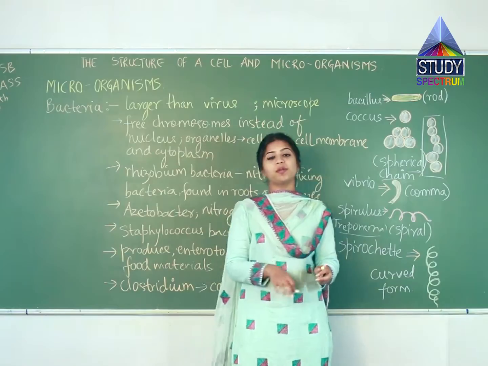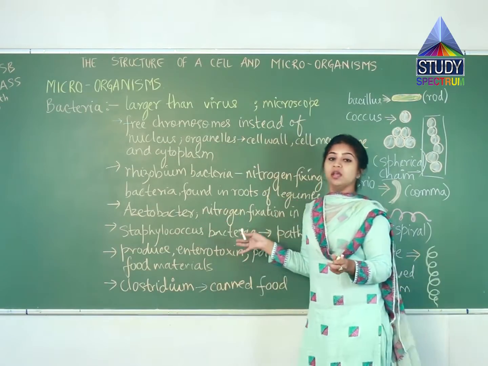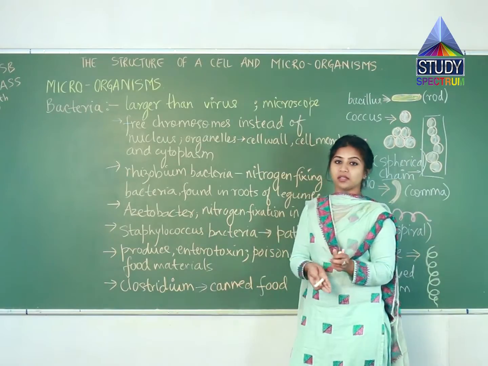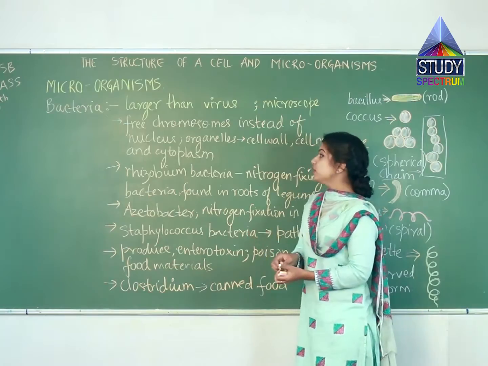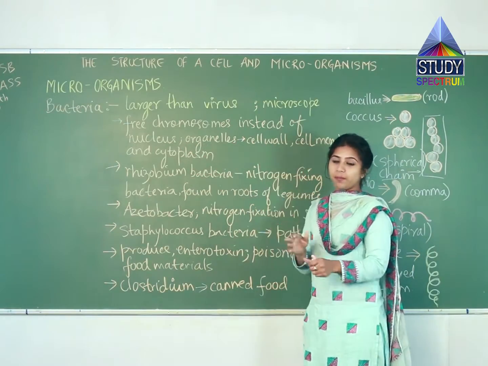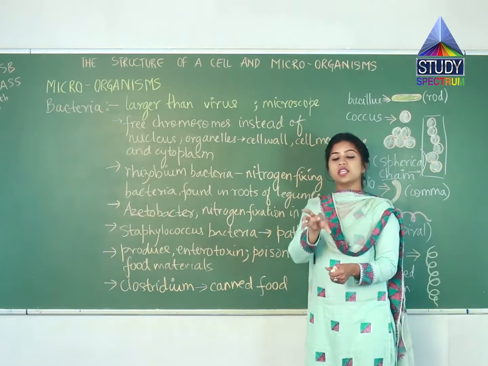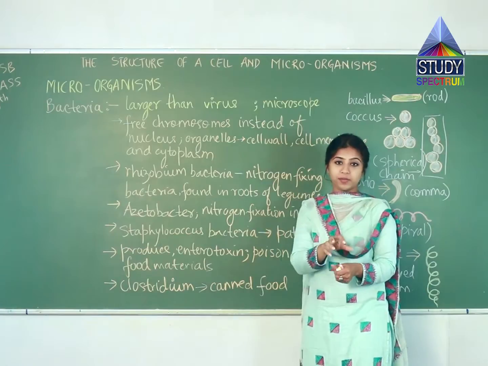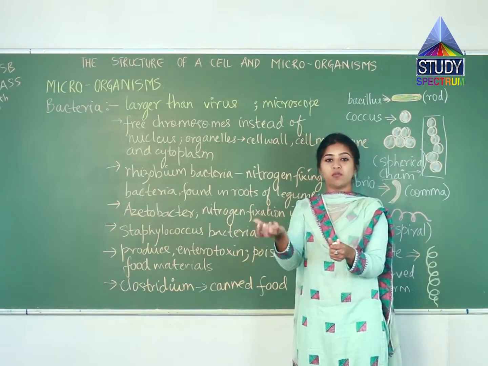Now let's learn a little bit more about the bacteria. We've known about their shapes. Let's go on to their body morphology and the action of it on soil and human beings. I remember explaining to you in the cell structure that there is a centralized nucleus in animal cells, and in plant cells the nucleus is present on the sides towards the cell wall.